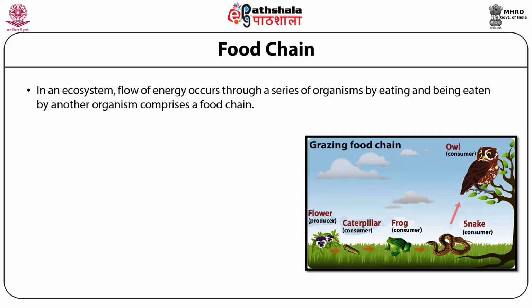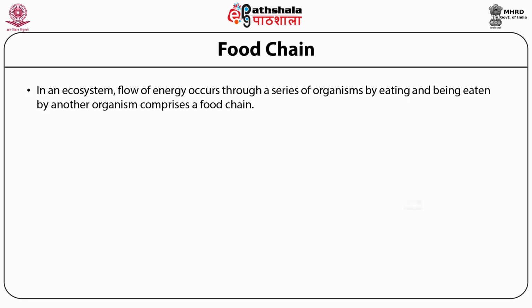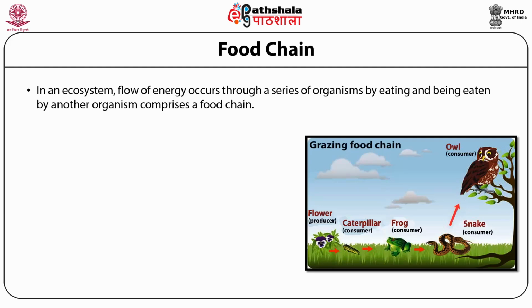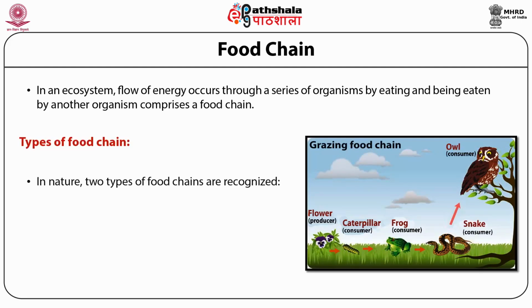Many direct or indirect methods are used to study the relationship of food chains in nature, including gut content analysis, use of radioactive isotopes, precipitin tests, etc. Types of food chain. In nature, basically two types of food chains are recognized.